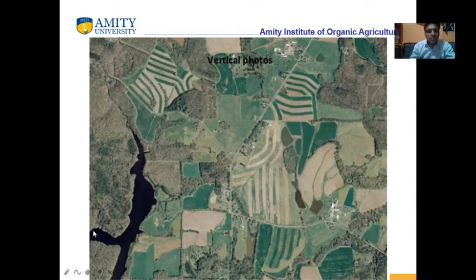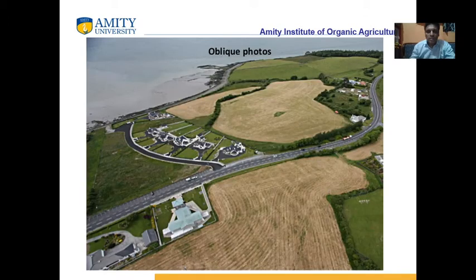You can see the water level with black color, structures residential levels, and blue color. Different altitudes are there. This is another type of photographs. You can see clear vegetations, land surfaces, roads are visible. These are called oblique photographs.